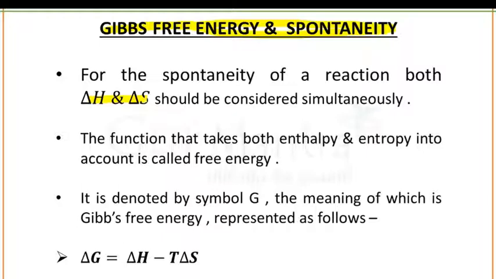So for the spontaneity of a reaction, both delta H and delta S should be considered simultaneously. When you consider these two factors, enthalpy change and entropy change, in a function, the function that takes both enthalpy and entropy into account is known as free energy, or Gibbs free energy. This Gibbs free energy is represented by the capital letter G, meaning delta G is equal to delta H minus T delta S. This is a very important formula, guys. This you have to remember. Delta G is the Gibbs free energy, delta H is the enthalpy change, T is the temperature, while delta S is the entropy change. From this formula you will definitely get a question in your exam.